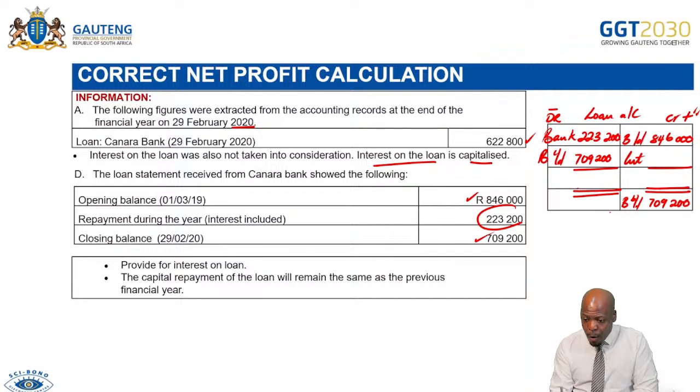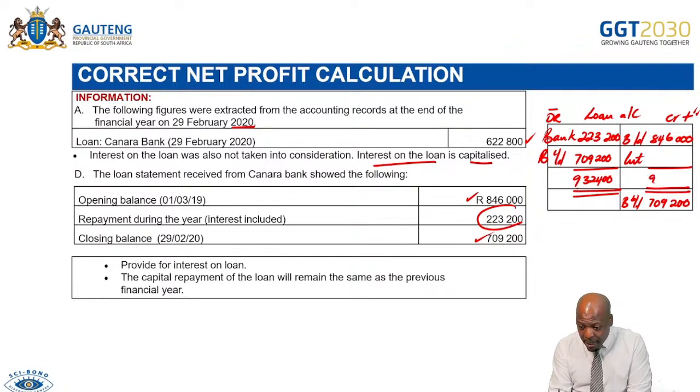223,200. Now, we want to get that interest. Okay? So, have calculators ready. Which side is bigger? Is it the debit or the credit? You can see on the debit, you have two amounts. You have your bank, 223,200, as well as the balance carry down, which is your 709,200. So if you add those two figures, how much do you get? 932,400. Thank you. You get 932,400.